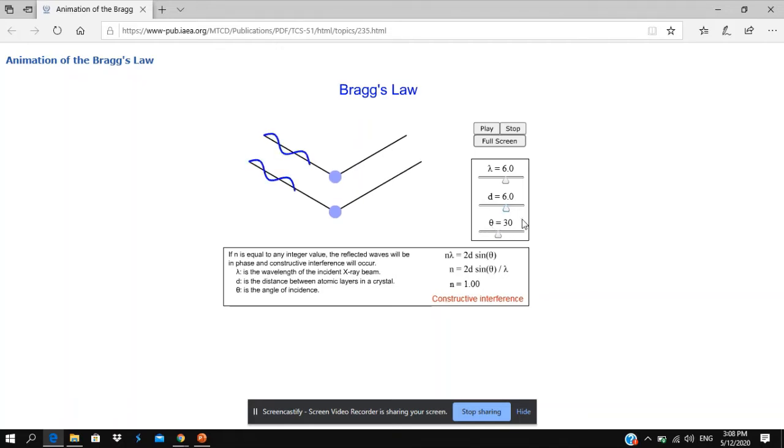And theta is still 30. As you can see here, it also gives you the calculation of n, the integer n, and it also tells you what type of interference this wave shows, which is constructive interference. So this wave obeys the Bragg law. What happens if you change the lambda to 4.7 and it shows destructive interference? It means that it does not obey the Bragg law.